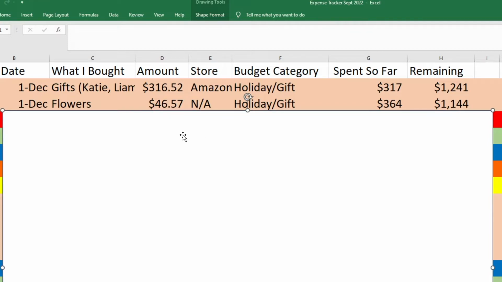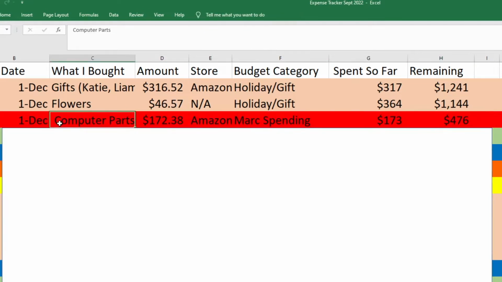Also, on December 1st, Mark actually bought me some flowers because it was our anniversary on this day. So he spent $46.57 on those flowers, and that came out of our holiday and gift fund as well, since it was for our anniversary. So we spent a total of $364 now out of our holiday gift fund, and we have $1,144 remaining.